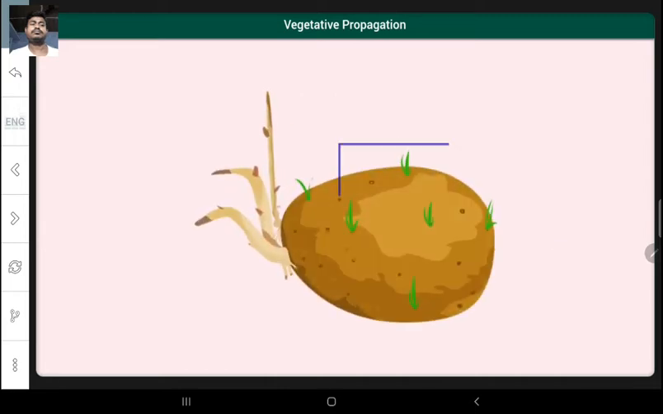For example, in the case of a potato, its surface has several buds called eyes. Each of these buds, when buried in soil, develops into a new plant, which is identical to the parent plant.